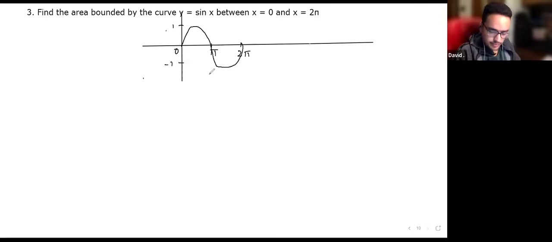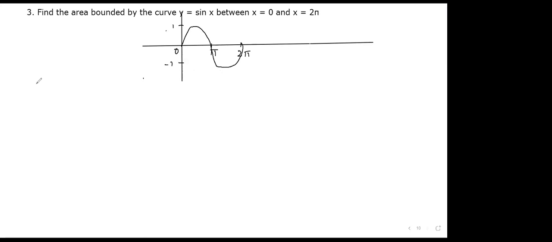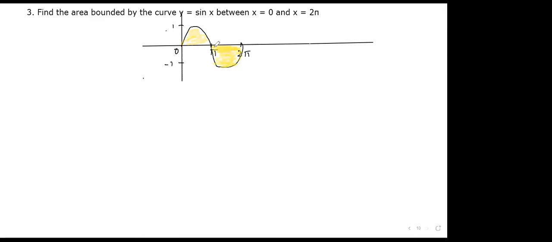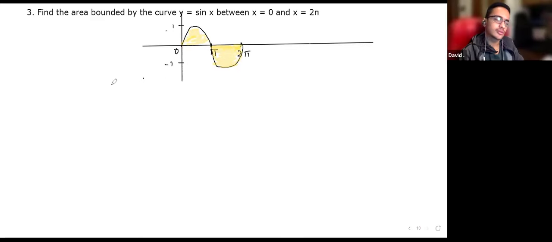So the area of the required region, the area that we need to find, is this one and this one. Since these two areas are equal because they are symmetric along the x-axis, we will just find the area of the region from 0 to pi, and then we can make it double.